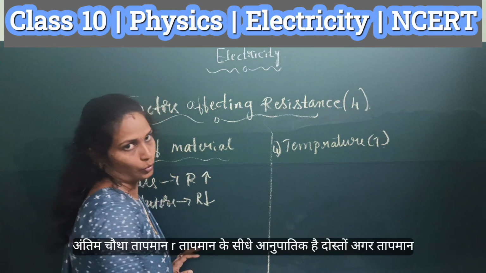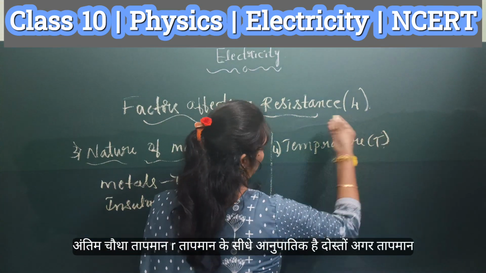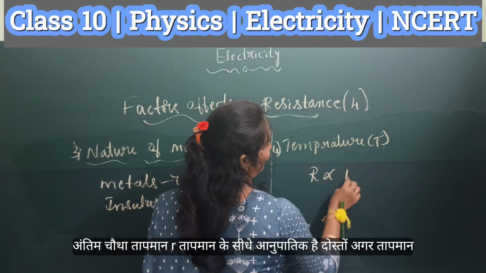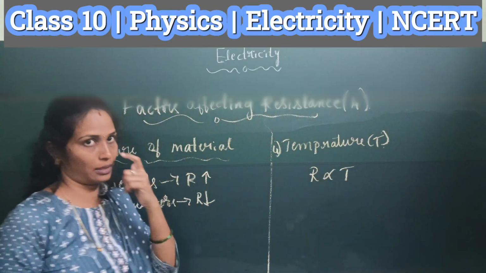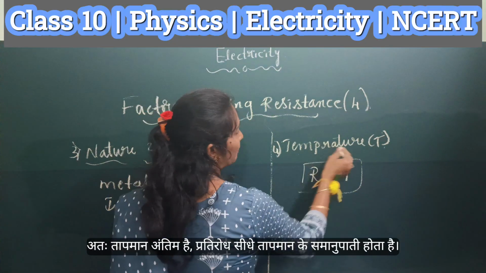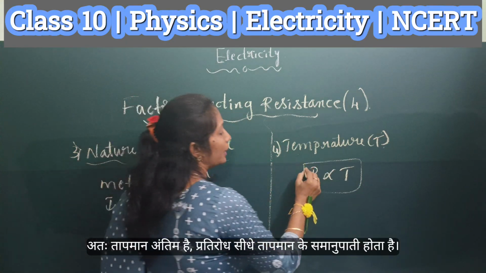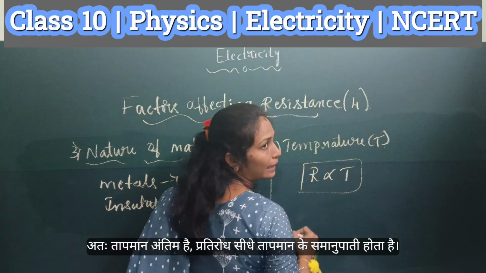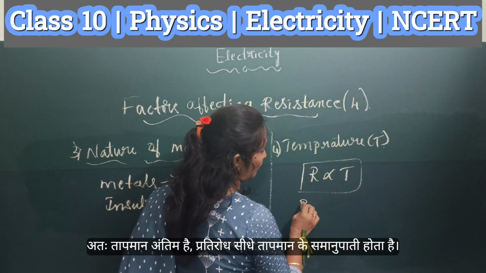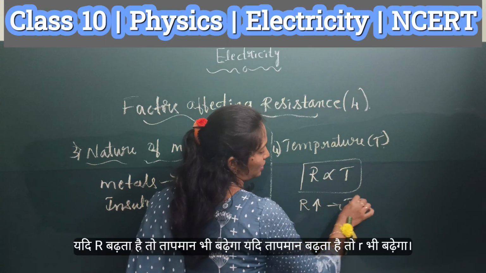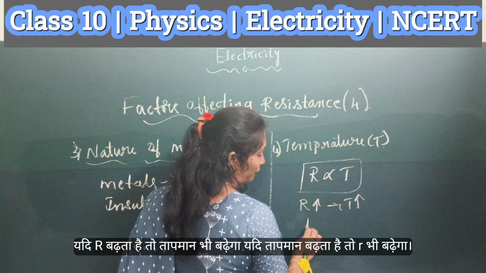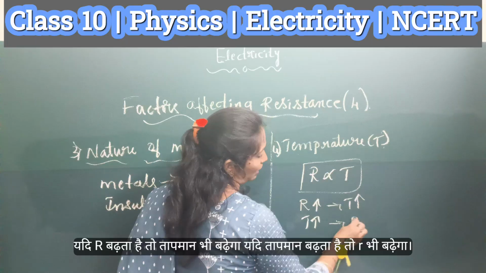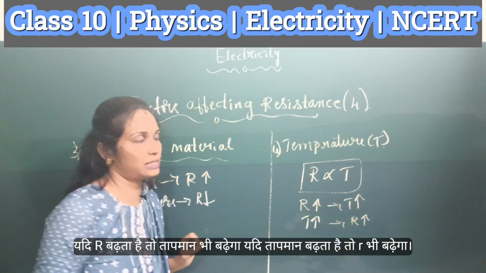Now, the last one, the fourth one, is temperature. R is directly proportional to the temperature, guys. So temperature is the last one. Resistance is directly proportional to the temperature. If R increases, temperature will also increase. If the temperature increases, definitely the R will also increase.